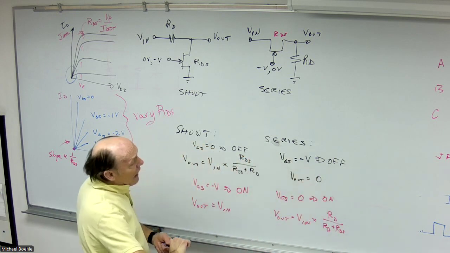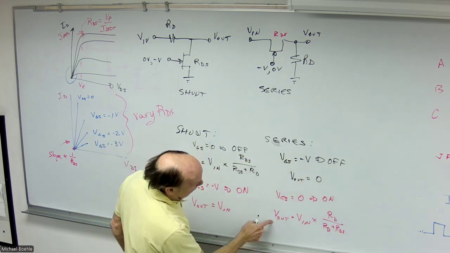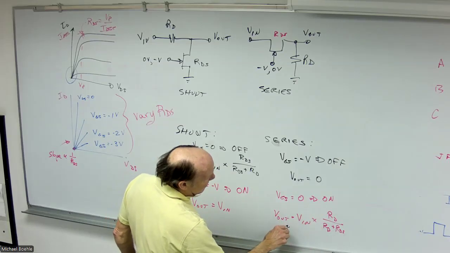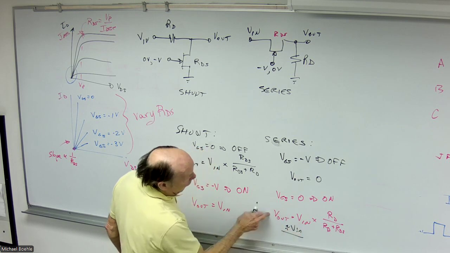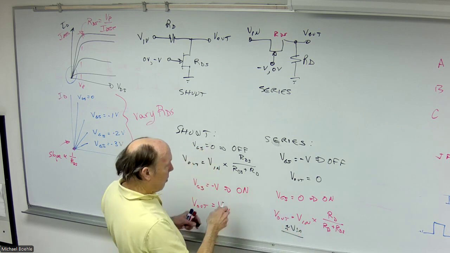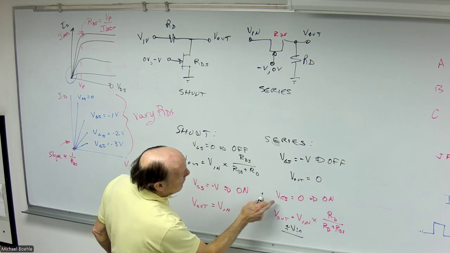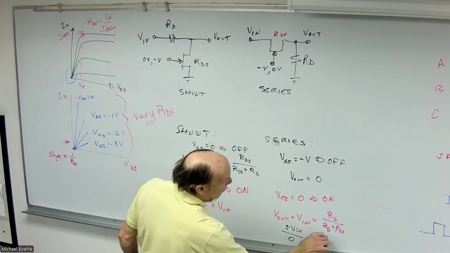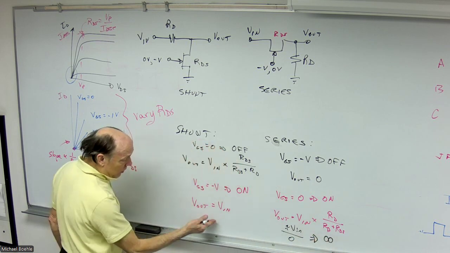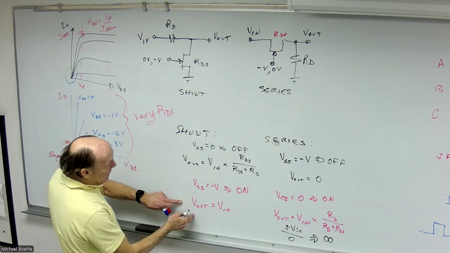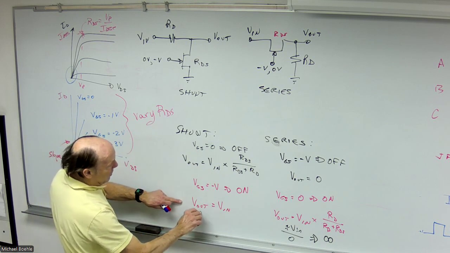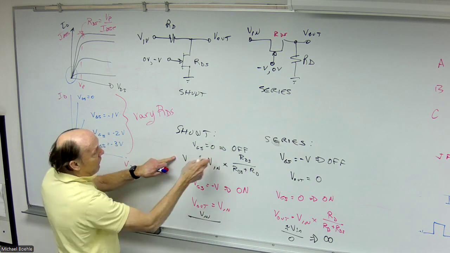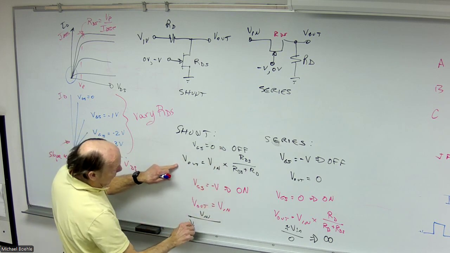So for my series switch, that's exactly what I get, right? The output voltage is really close to the input voltage when it's on. But then when it's off, the output is 0. So that's an infinite ratio. Here, when the switch is on, I get all of the input voltage. But when it's off, I get a small fraction of it.